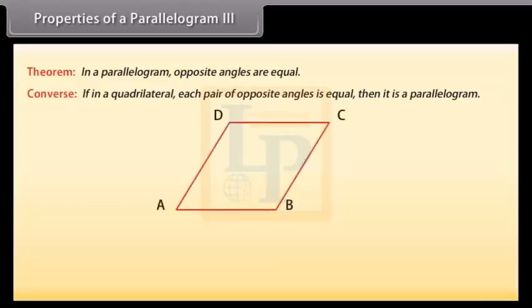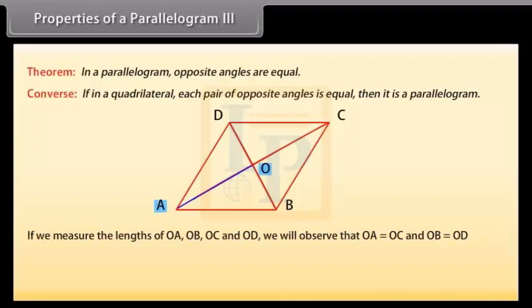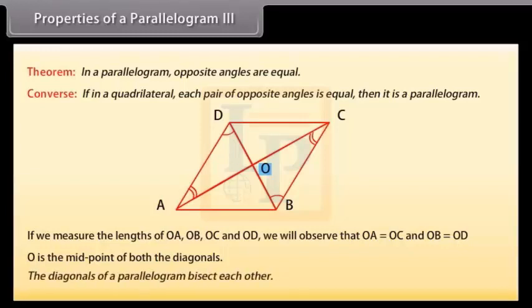Draw a parallelogram ABCD and draw both its diagonals intersecting at the point O. If we measure the lengths of OA, OB, OC and OD, we will observe that OA is equal to OC and OB is equal to OD. Or we can say that O is the midpoint of both the diagonals. If we repeat this activity with more parallelograms, we will find that O is the midpoint of both the diagonals. This gives us a new theorem which says the diagonals of a parallelogram bisect each other.